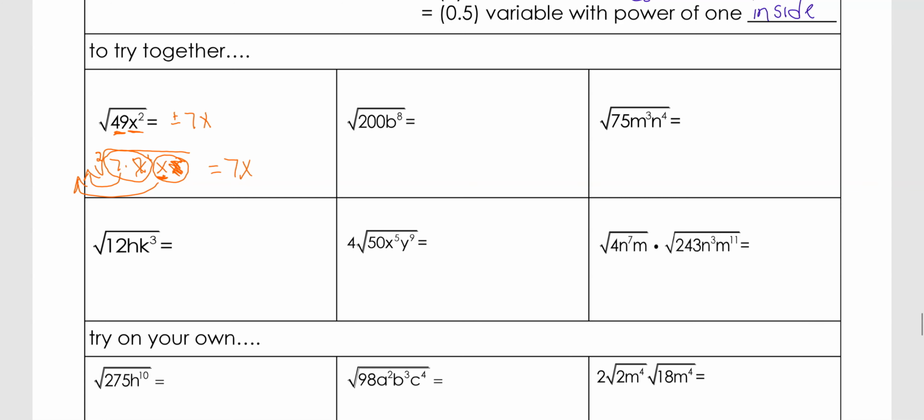All right, so we're going to do the square root of 200b to the 8th. So we have 200 is 1 and 200, 2 and 100. So we have a perfect square already.